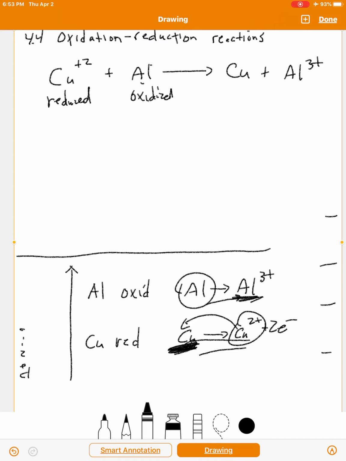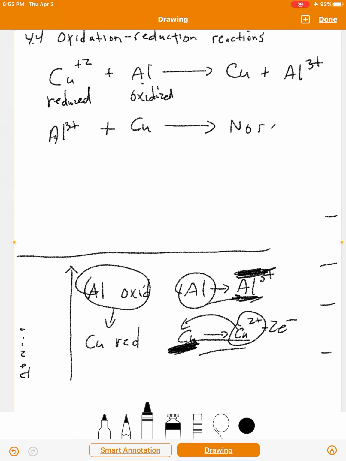Suppose I said I have aluminum 3 plus, and I'm going to combine that with the copper. Is there going to be a reaction? Well, you'd say, wait a minute. Aluminum is higher up, so it's going to get oxidized. But this is already oxidized. So aluminum cannot oxidize copper because copper is further down. So you would have no reaction here. Okay? So the one that is positive on the reactant side has to be lower down. So copper is the positive one on the reactant side, and it is lower down.